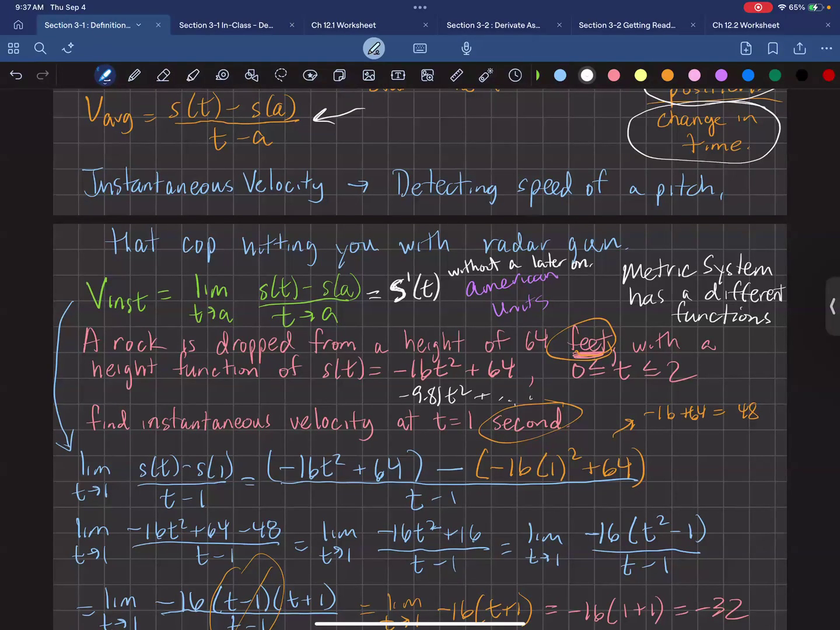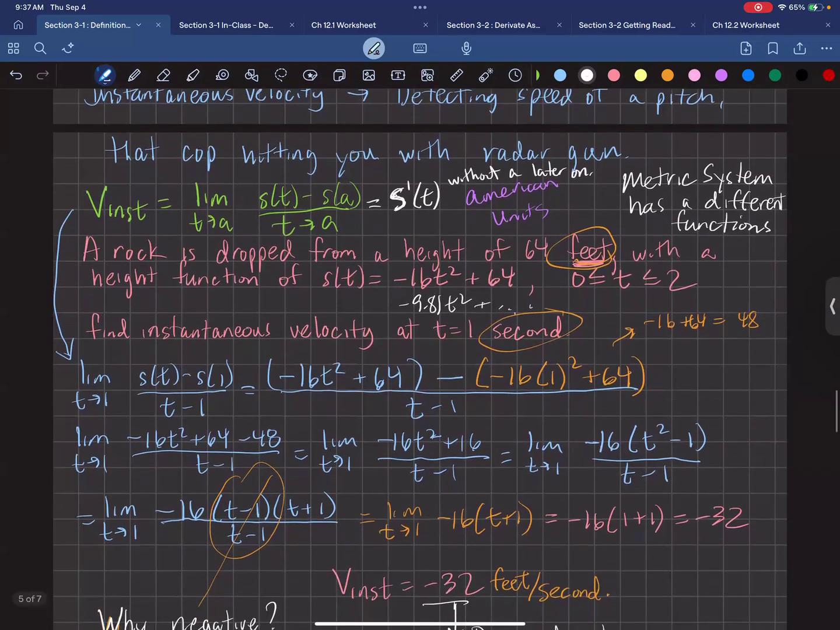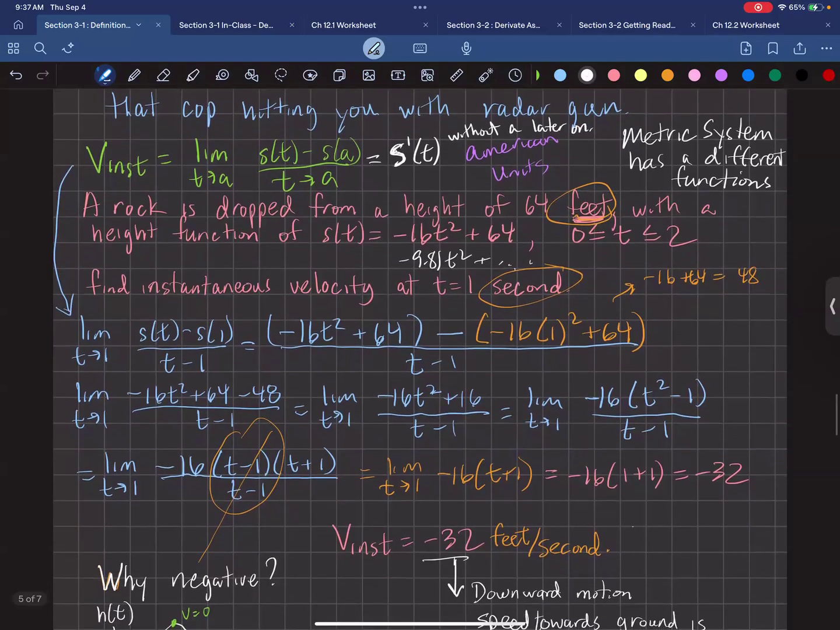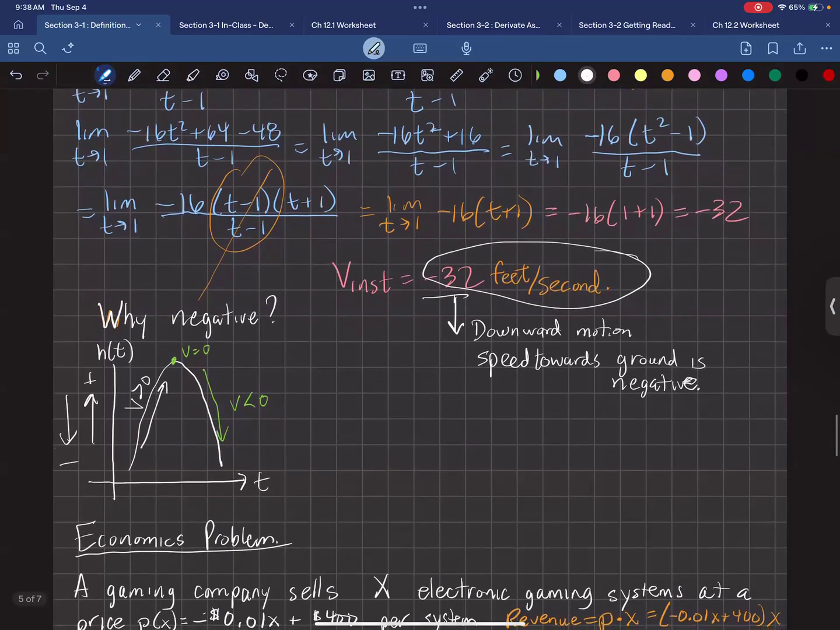So we find the instantaneous velocity at t equals 1. Like when it's on the way to the ground, how fast is it going? We can just apply the limits we've been doing for the last few weeks, figure it out, and we get down to negative 32. Since this was in feet, 64 feet, and this was in seconds, we get negative 32 feet per second. It's negative because we're going downward. Normally we say upwards is positive and downwards is negative. We're treating the velocity going downward as negative.